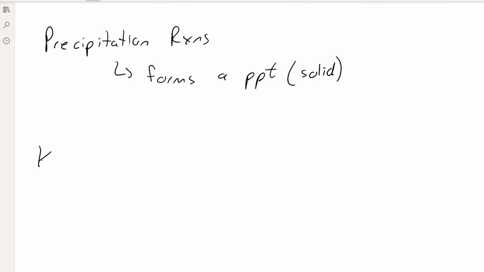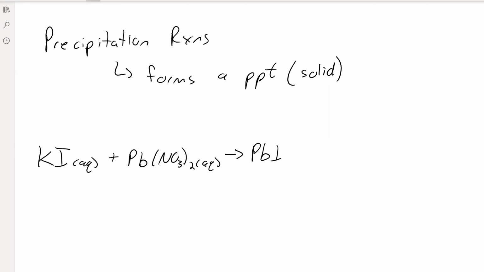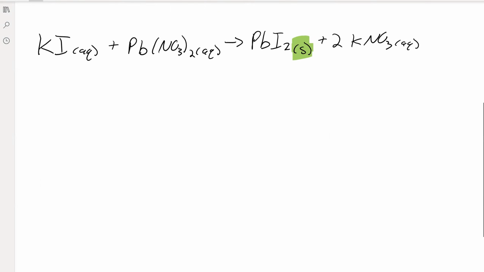So for example, if you have potassium iodide, that's aqueous, plus lead nitrate, which is also aqueous, to form lead iodide, which is now a solid, and then we'll also form some potassium nitrate, which is aqueous. So notice that we formed a solid here. So this is an example of a precipitation reaction.